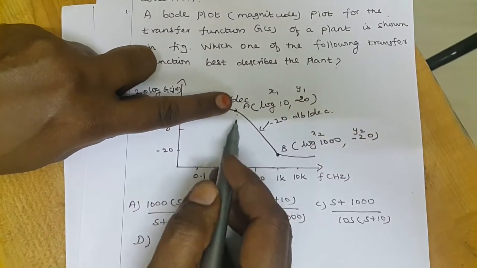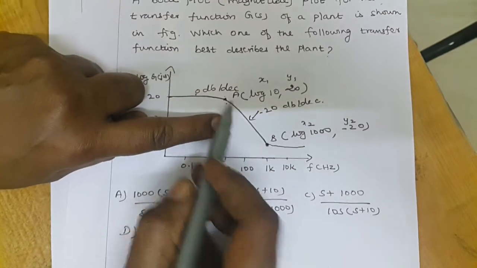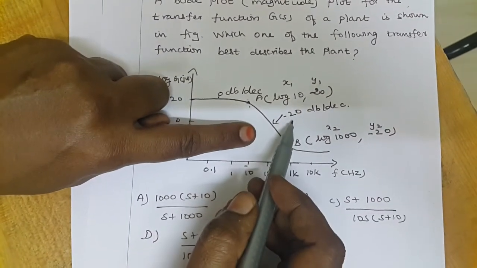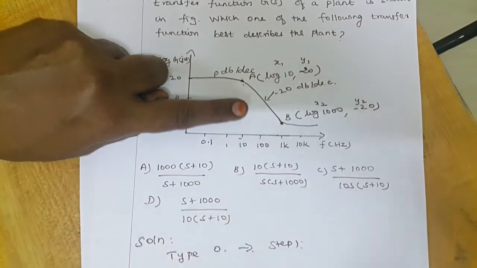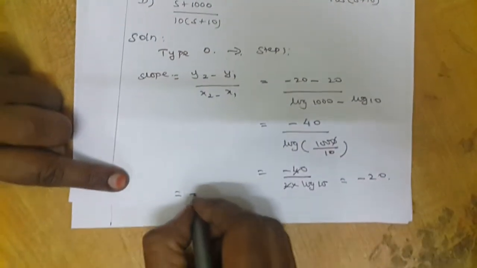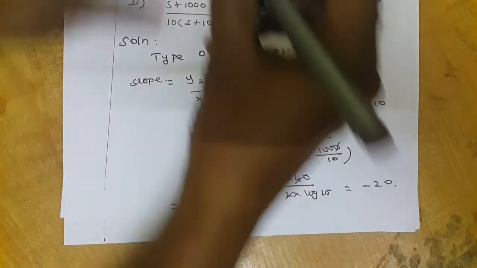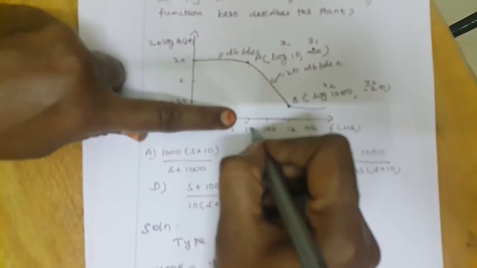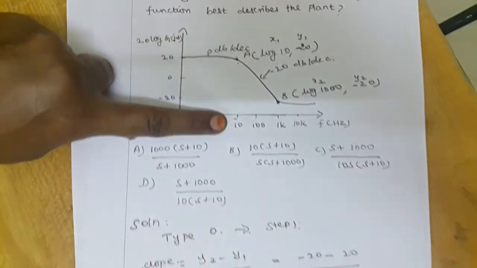Next we have to find the change in slope. Initially the slope is 0 dB. At this point the slope is minus 20 dB. So what is the change in slope? 0 minus 20, so the change in slope is minus 20. It is negative, so the corner frequency 10 radian per second corresponds to a pole of the transfer function. This is our next information.